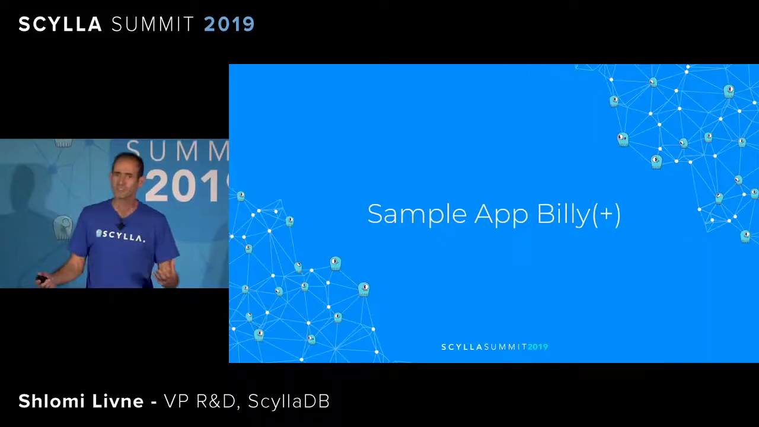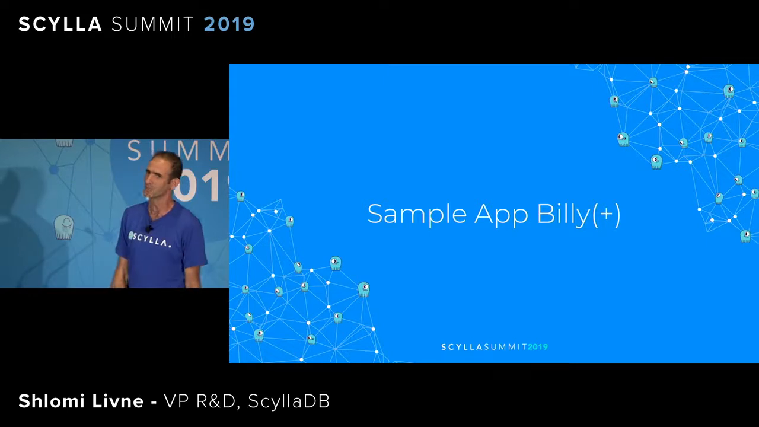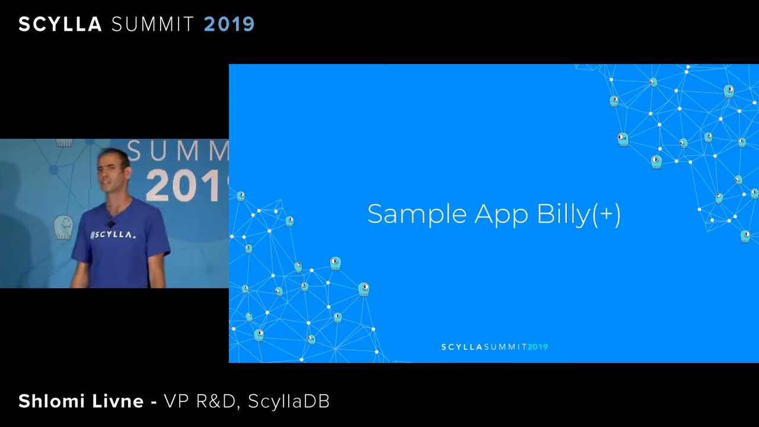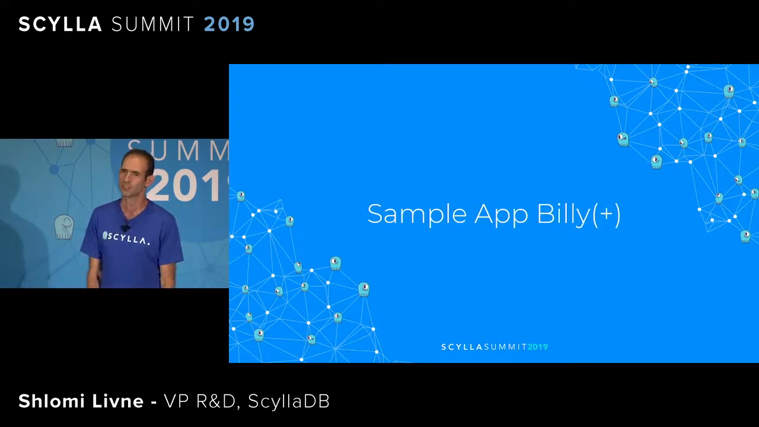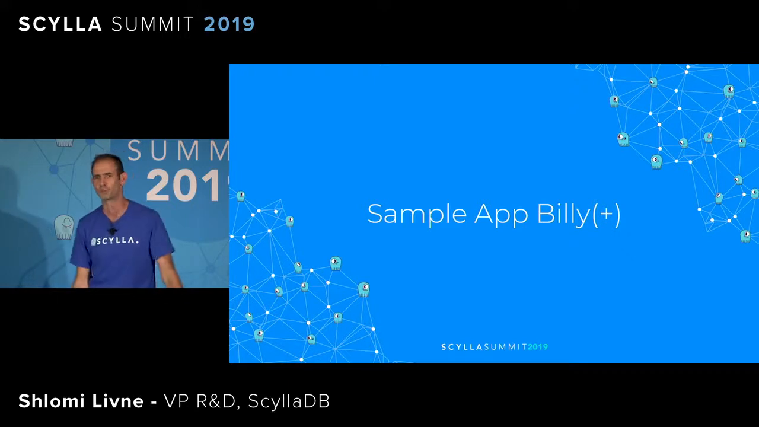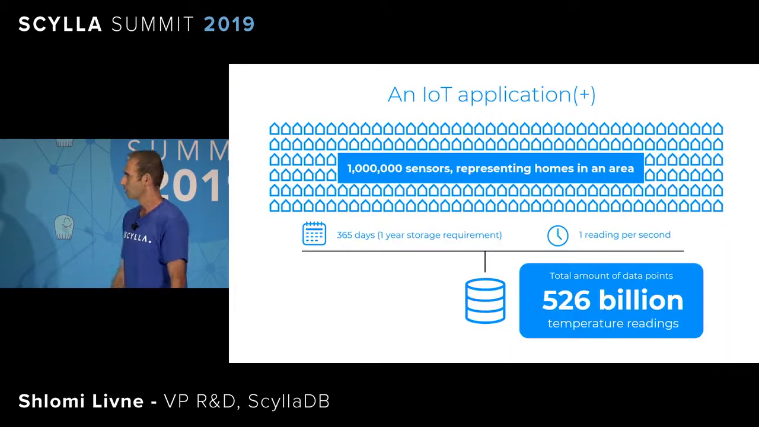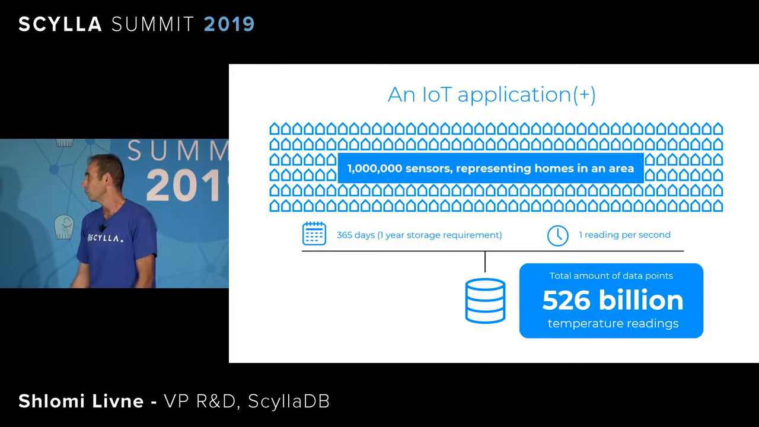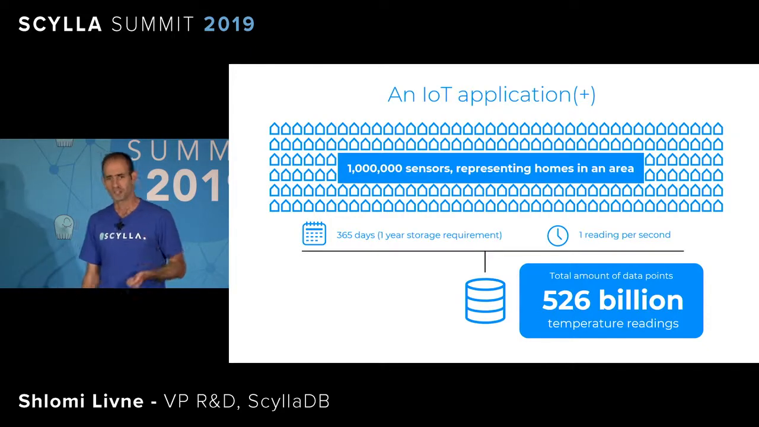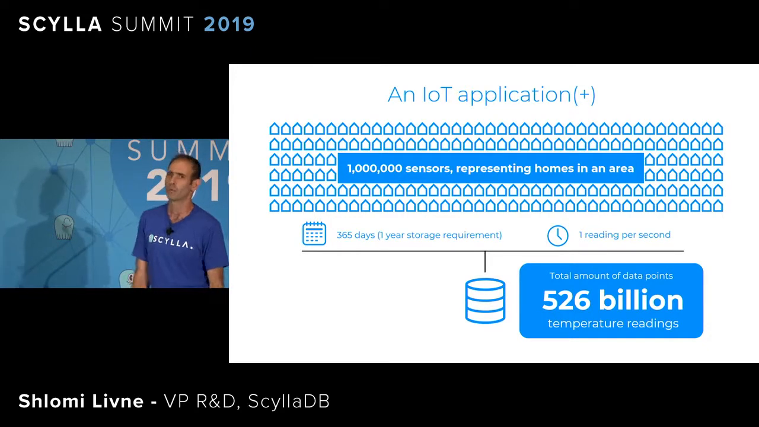So to convince you to consider this, I need a sample application. And we're going to talk about Billy. Glauber in the keynote session talked about an IoT application of 1 million sensors, and the code name for that application is Billy, hinting at what we were looking for, reaching more than 1 billion operations per second. Just a reminder, we were looking at a 1 million sensor application recording data over a year, and samples are 1 per minute.